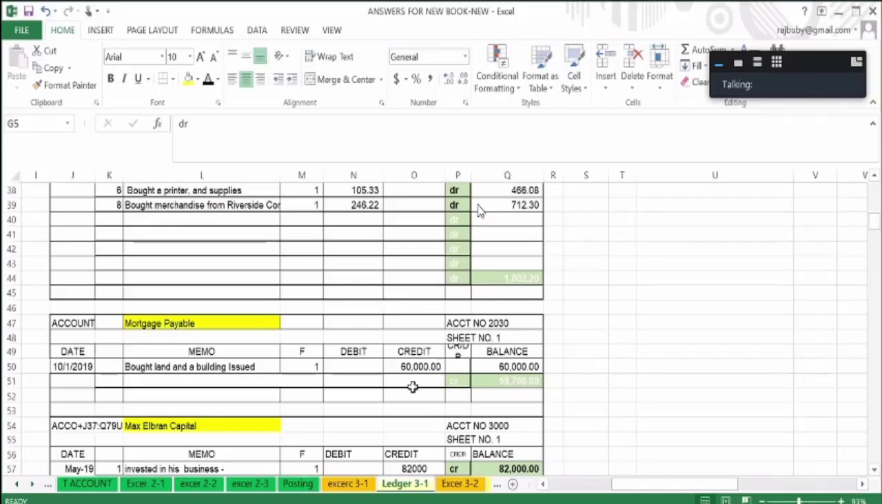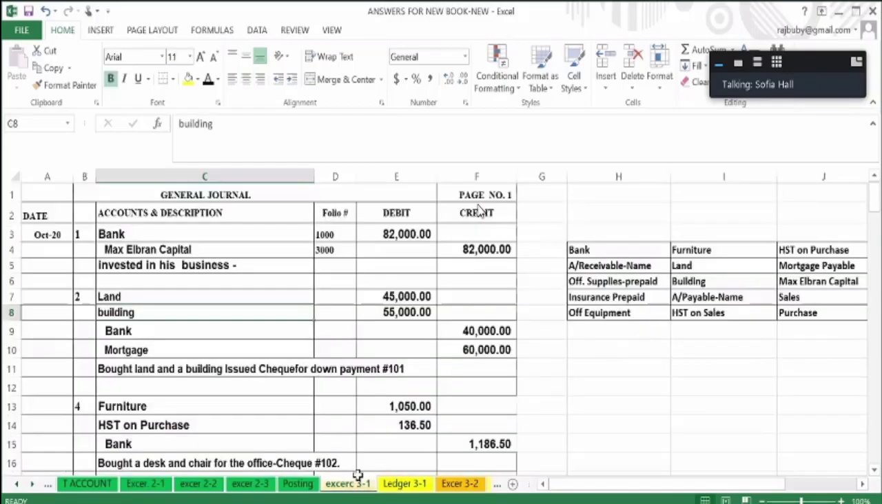Mortgage is this. And then go back to the journal and put the account number. This is the cross reference. In the future, if anybody wants to check the journal, they will know which journal entry it is coming from or where it is going. Everything you can see from there. This is the cross reference.